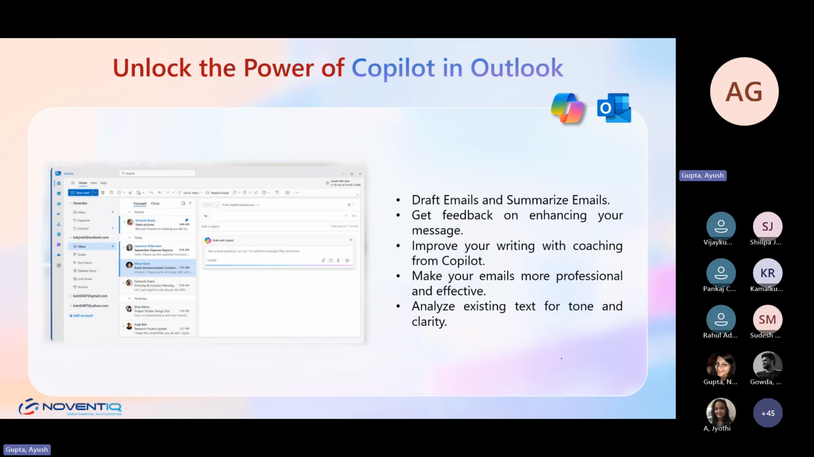Improve your writing by coaching from Copilot. The Coach option is now available within Copilot, which will help you to improve the tone of your email. Right, make your email more professionally effective. Now you have multiple options to change what kind of tone you're looking for. If you're looking for a formal tone, casual tone, or any other kind of tone, you can mention it to Copilot. It will do it for you.